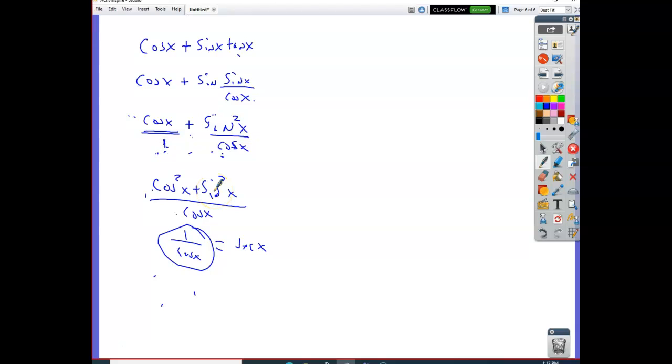I was just wondering what that 1 over what's under. 1 over cosine x. Because sine squared plus cosine squared is? 1. And so I saw cosine squared plus sine squared, that's 1, is it not? And that's how I got rid of that. And that is 1 over cosine x, which could be written as secant x.